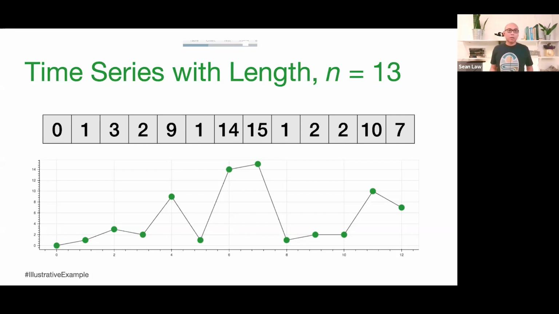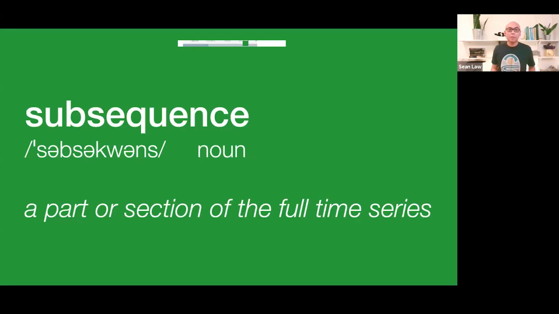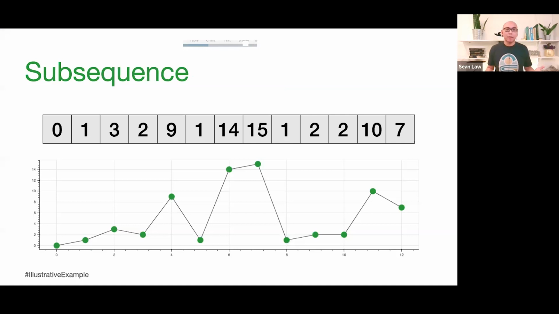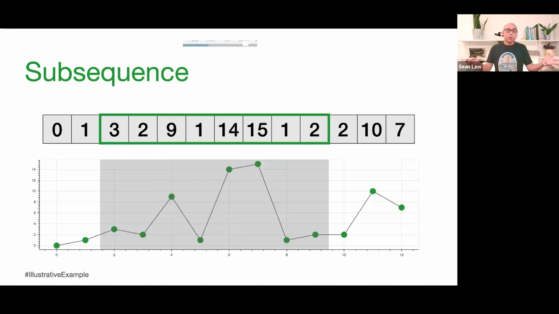Now, before we get started, let's start with a simple definition. A subsequence. I'm going to say this word a lot, subsequence. A subsequence is nothing but a part or section of the full time series. So going back to our example here, these two data points here could be a subsequence as long as they're continuous. These three data points here can also be a subsequence. These 8 data points can also be a subsequence as long as it's a shorter part of the full time series. It's just called a subsequence.